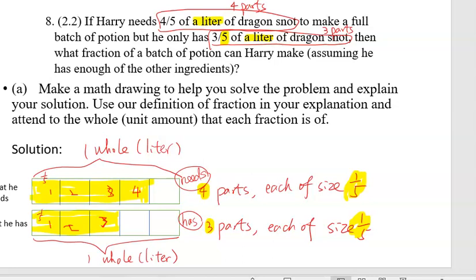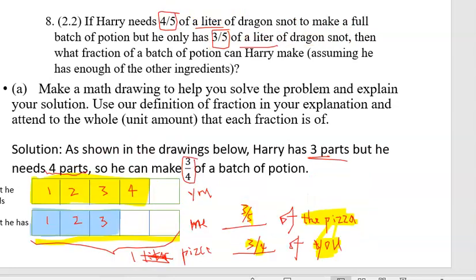So what fraction can he make? Remember, he needs 4 parts to make a full batch. He only has 3. So what he has is 3 parts out of the 4 parts. So you just compare the parts now. That's literally 3 out of 4. So the answer is 3/4. For the first part, the answer is 3/4, 3 parts out of 4 parts.